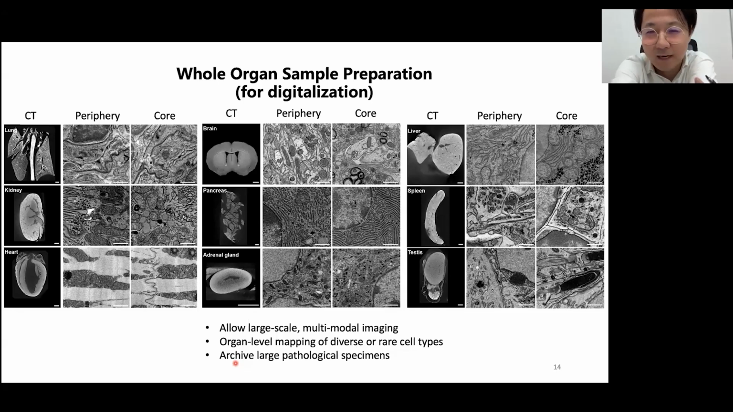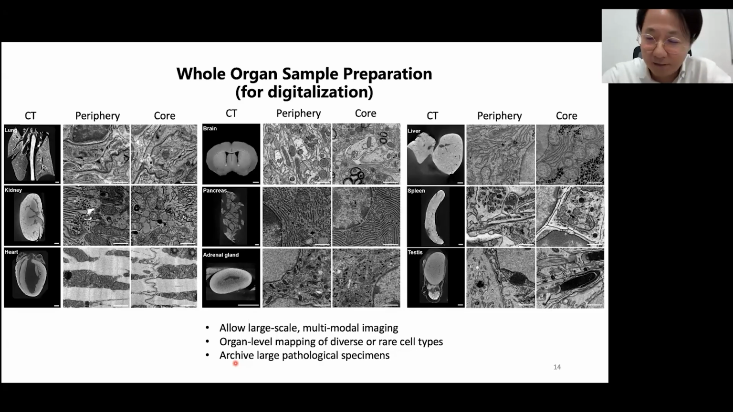When we say small, it's like a millimeter-sized piece of tissue, and then you can stain and embed them in resin. Those resin-embedded samples can be kept for years or even centuries. Whenever you are interested in the ultrastructure, you can go back, cut some slices and image. I think for us, it's very helpful to archive those rare or precious pathological samples.